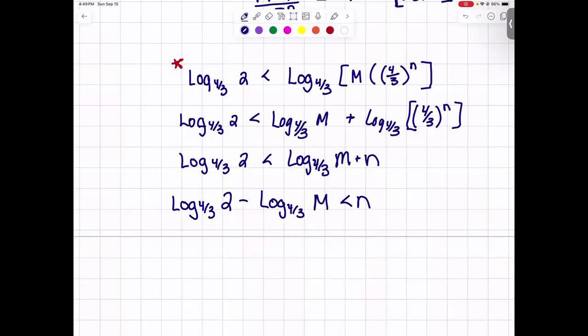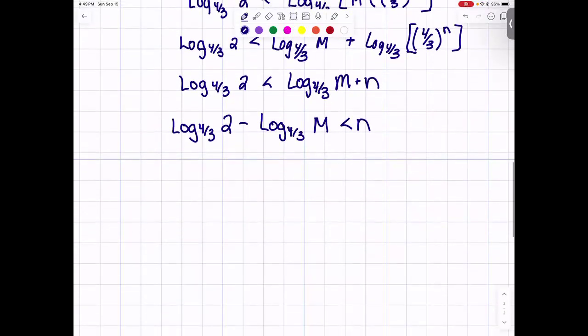What happens when we subtract logs? What does that actually mean for us? The funny joke is that you get fewer logs. But really what you get is division. So we can simplify this expression by writing it like this. 2 over m is less than n.